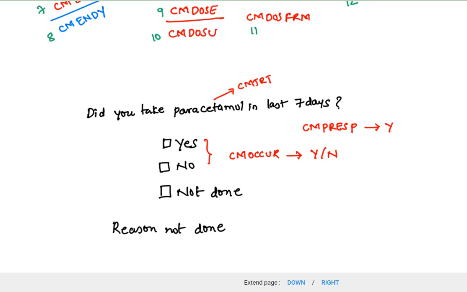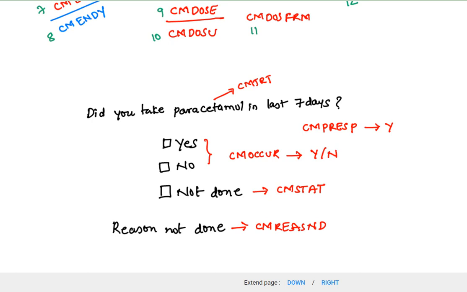So let's say the investigator has not asked the question for a particular subject. In such cases, they would have to mark this as not done. So this information of whether that particular question was not asked is stored in a variable called CMSTAT. And they would have to provide the reason why that question was not asked, and that information would be stored in a variable called CMREASND, reason not done, why a particular question is not being asked.